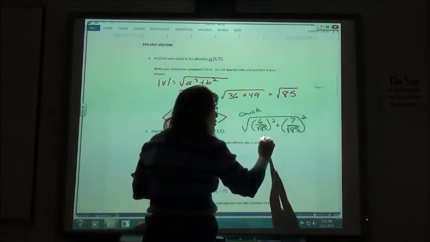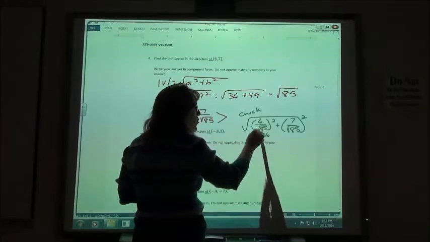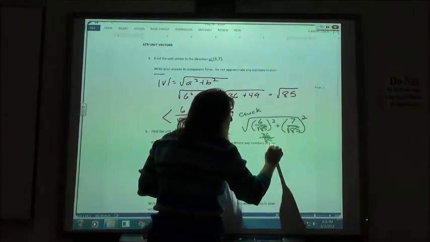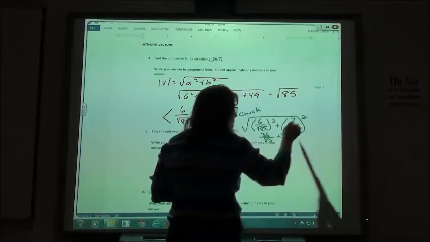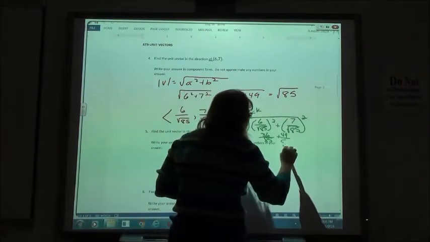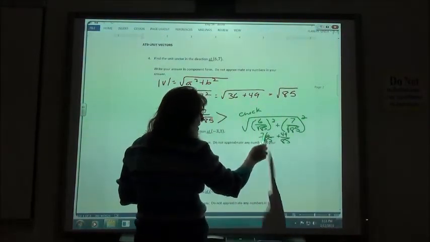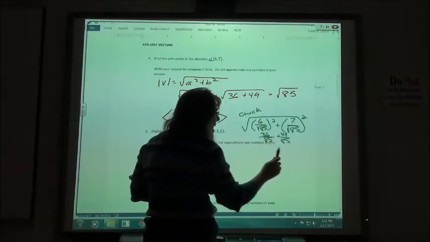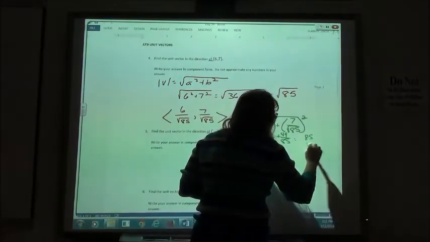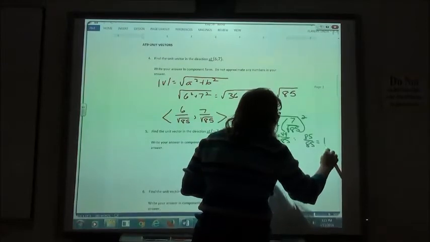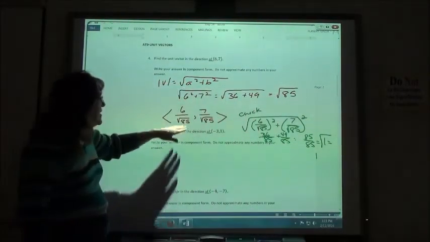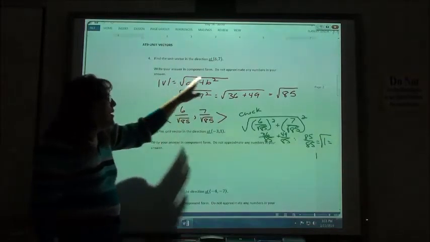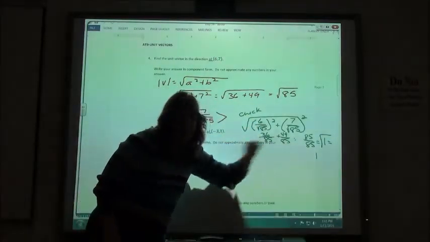6 squared is 36. When I square the square root of 85, it just stays 85. 7 squared is 49. Again, when I square the square root of 85, I get 85. 36 85ths plus 49 85ths would be 85 85ths, which is 1. And the square root of 1 is still 1. So yes, this indeed is a unit vector. When I find the magnitude, I get an answer of 1.